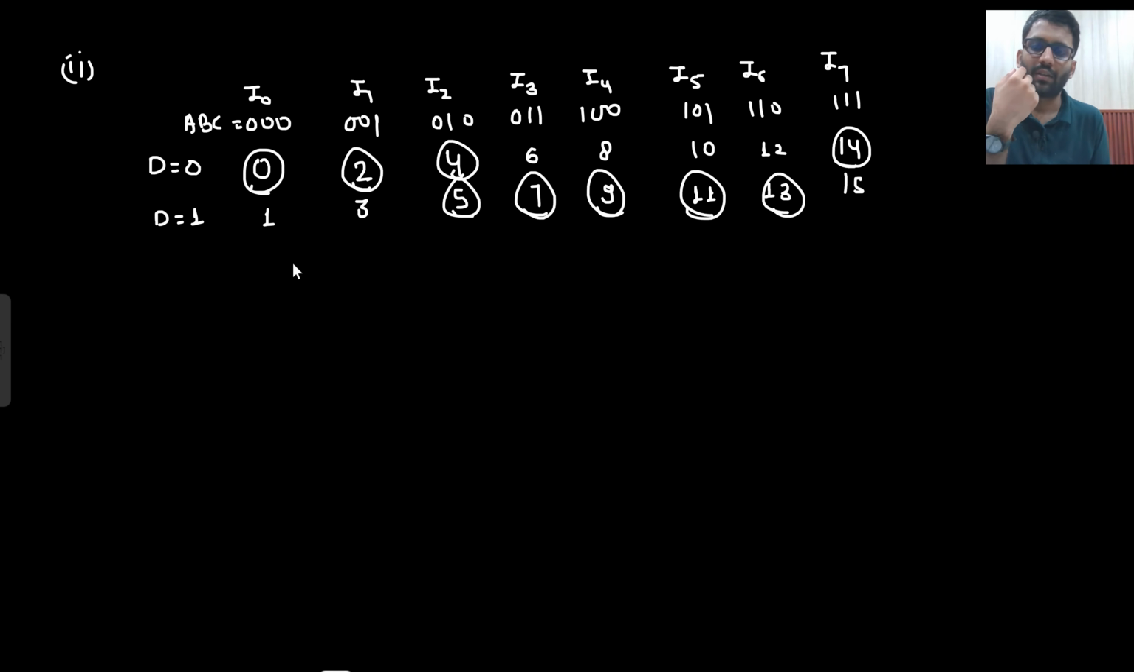13, 14. This will give D bar. This will give D bar. This will give 1. This will give D. This will give D. This will give D. This will give D. This will give D bar.